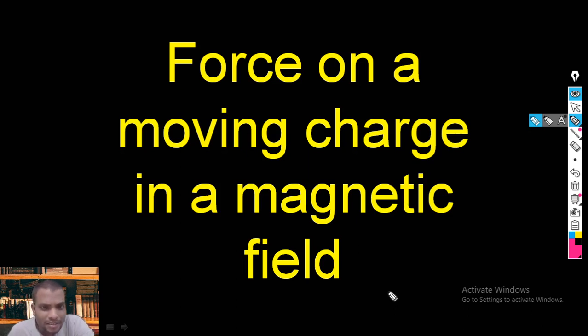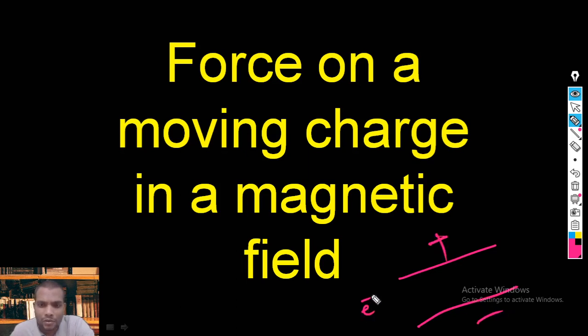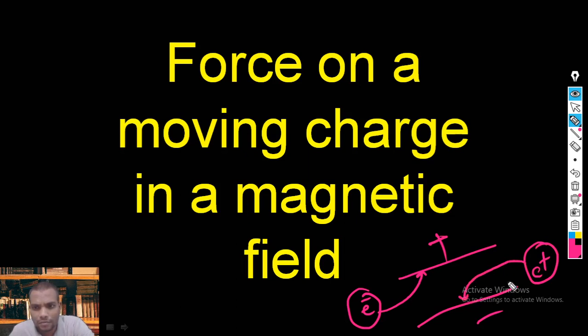So on the charge some force is exerting, and we know that in an electric field, suppose it is a positive plate and a negative plate, if I release an electron, this electron will be attracted towards the positive plate. We know this because opposite charges attract each other. Likewise, if you release a positive charge, it is attracted towards the negative plate.